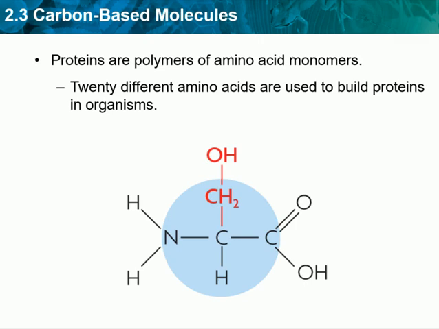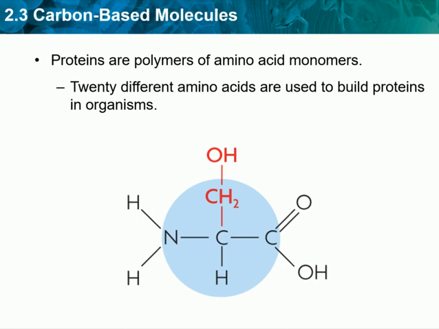Proteins are the most varied of the carbon-based molecules in organisms. In movement, eyesight, or digestion, proteins are at work. A protein is a polymer made of monomers called amino acids. Amino acids are molecules that contain carbon, hydrogen, oxygen, nitrogen, and sometimes sulfur.